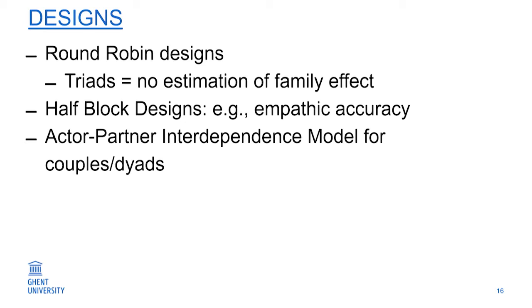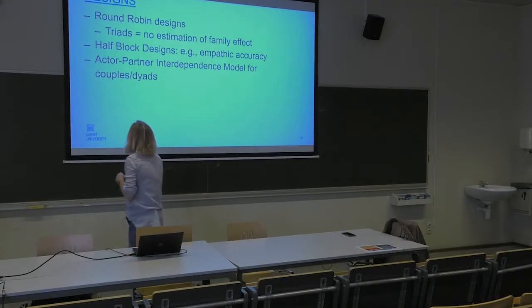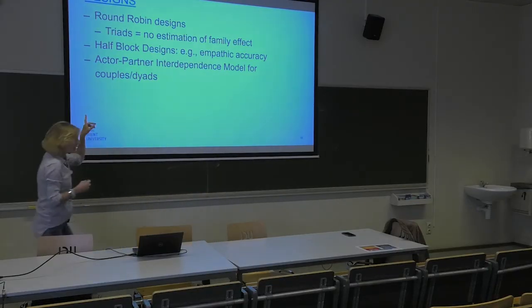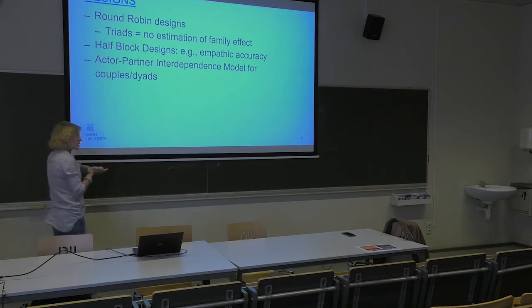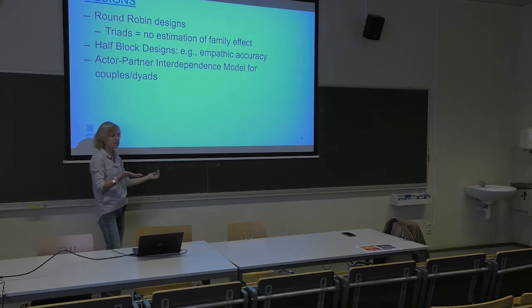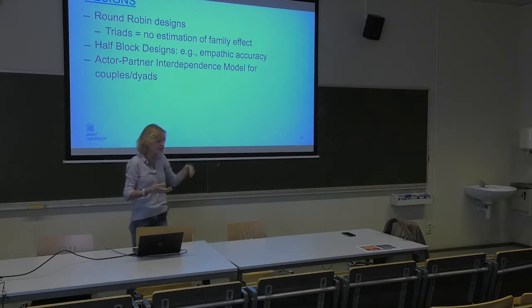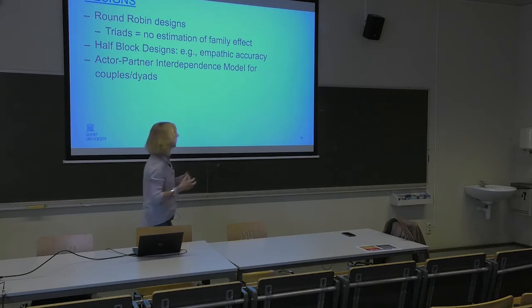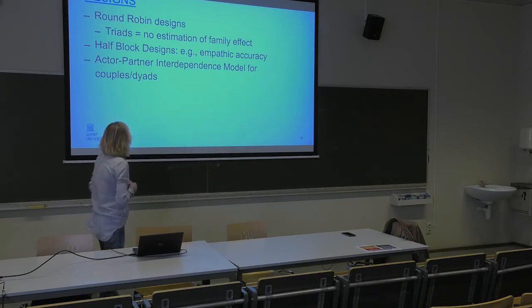And so if you don't have 4 members, then there is no estimation of the family effect, of the systems effect. So round-robin design is, model-wise, the best thing. It gives you lots of information. If you have triads, I have one example of that, where you have, for instance, a stepfather, a biological mother, and a biological son. You have triplets, you have triads. That's possible, but then you cannot estimate the family effect.